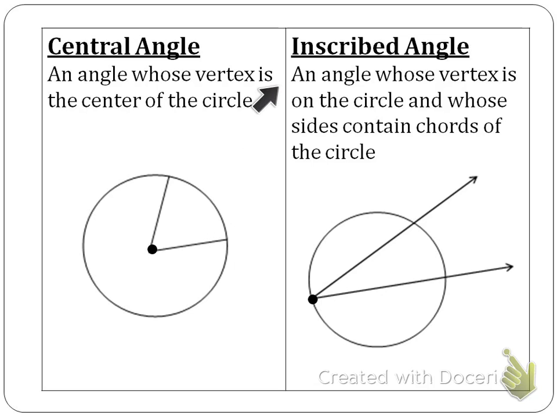And then next, an inscribed angle is an angle whose vertex is on the circle and whose sides contain the chords of the circle. So an inscribed angle is inside the circle, and the vertex point is on the circle. I guess they're both inside the circle, it just depends on where that vertex is. A central angle has the center as its vertex, an inscribed angle is on the circle.